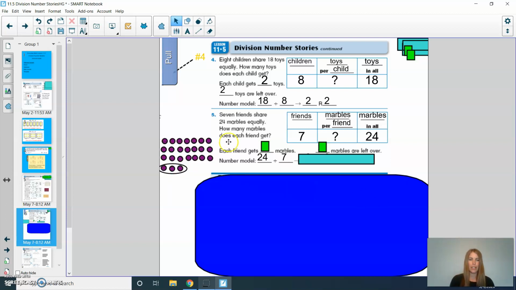All right, second graders. So I made an array and I split my 24 marbles into 7 equal groups. Now I know that 7 times 3 is equal to 21. So I know it does not go in there evenly. So if this is showing me 21, then my extras would be 22, 23, and 24. So 24 divided by 7 is equal to 3, and there's a remainder of 3. So 3 marbles left over, and each friend gets 3 marbles.